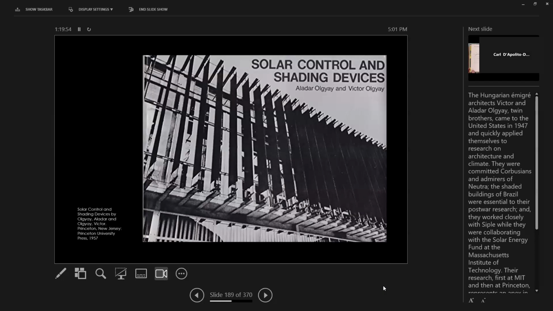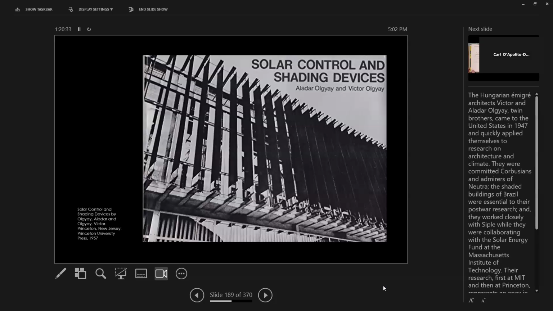So they do a lot of climate research at this time, and they represent the high point of modernism as an adaptable, climate-oriented system. And this is their first book, Solar Control and Shading Devices, in 1957. This is sort of like the Bible on the adaptive brise-soleil facade. And it also is the foundation for a lot of the charts and graphs that you see in textbooks, which come directly from this research.